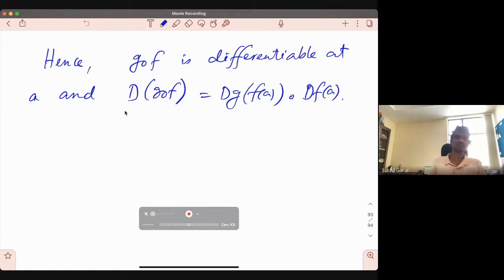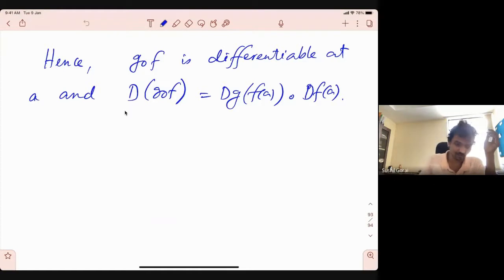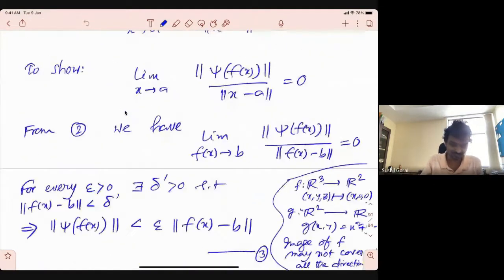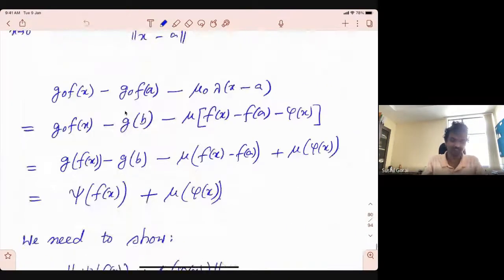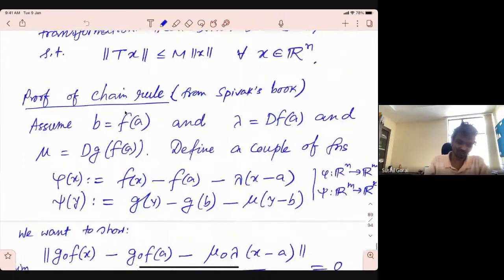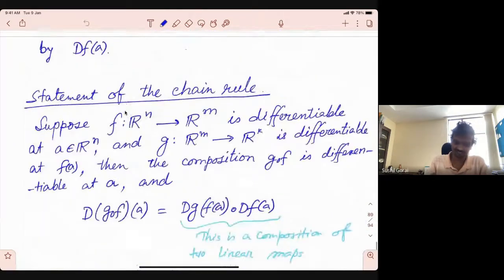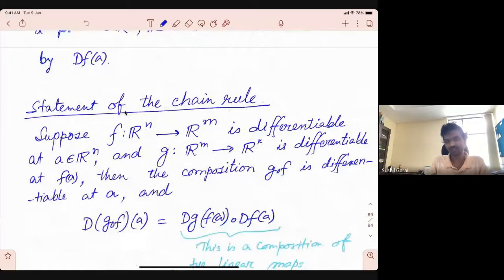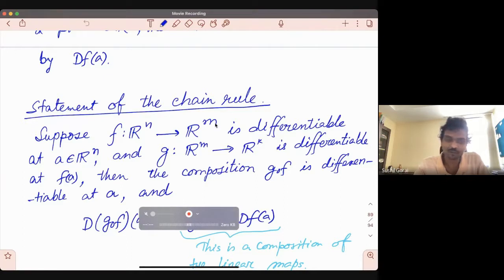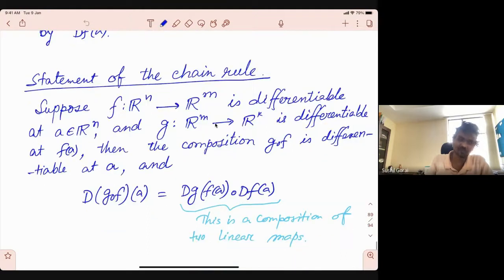Okay. So we proved the chain rule. Here the most important thing is the statement, not the proof. The most important thing here is the statement. I mean, you can forget the proof, no problem, but the statement you should never ever forget.